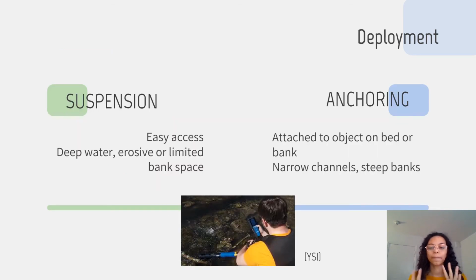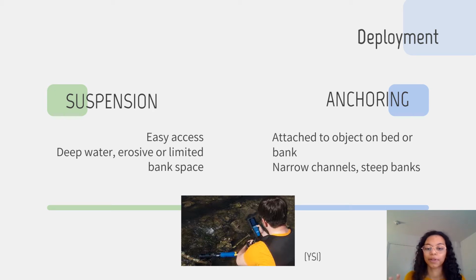So there are two main categories of deployment. When you deploy these sondes, you really have to get creative and do what you can with the environment they're being deployed in. But the first popular category is suspension. This can be from a bridge, or from a wire hung between two trees, and it's really good to use in locations with deep water or where the bank space is either limited or erosive. The major benefit to this method is that you can easily access it if it's attached to a bridge.